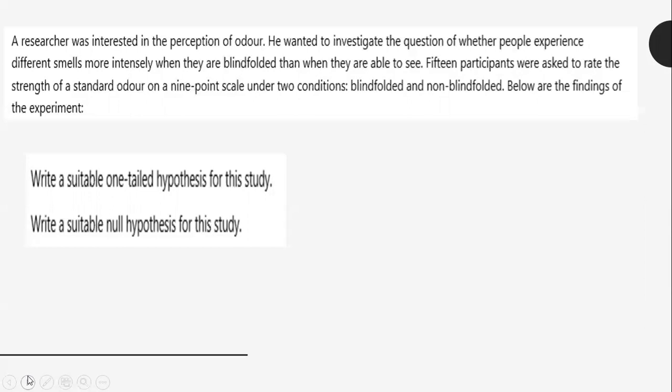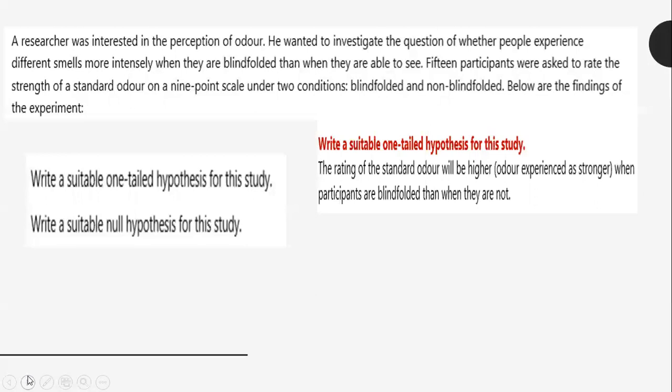Right, good stuff. I trust and believe that you've written the hypothesis. Here we've got a simple one, you can do a comparison. The rating of a standard odor will be higher when participants are blindfolded than when they are not. Keep it simple. Be direct. Remember, you need to have the 2 IV conditions. The IV is what? Blindfolded or not blindfolded. The DV is the smell of the odor. The odor, that's what we're measuring.